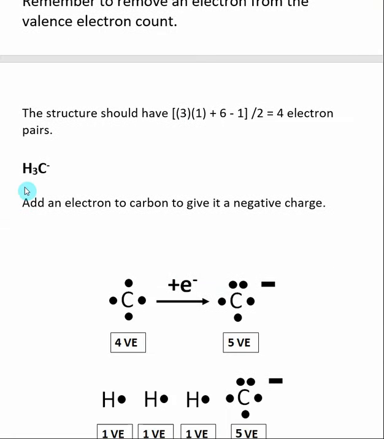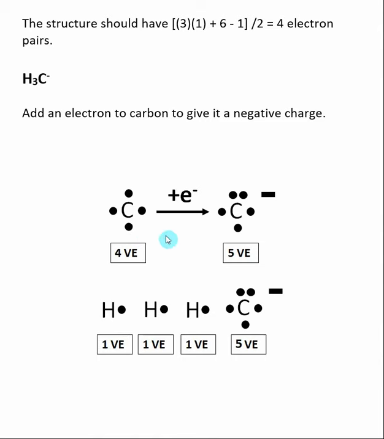Likewise, when we look at the Lewis structure for H3C-, we are going to give the carbon a negative charge by adding an electron to it. So normally carbon has 4 valence electrons. By adding an electron to it, it becomes 5 valence electrons. And once again, by changing the charge on an atom, it changes its bonding properties. Neutral carbon likes having 4 bonds. Negatively charged carbon likes having 3 bonds.